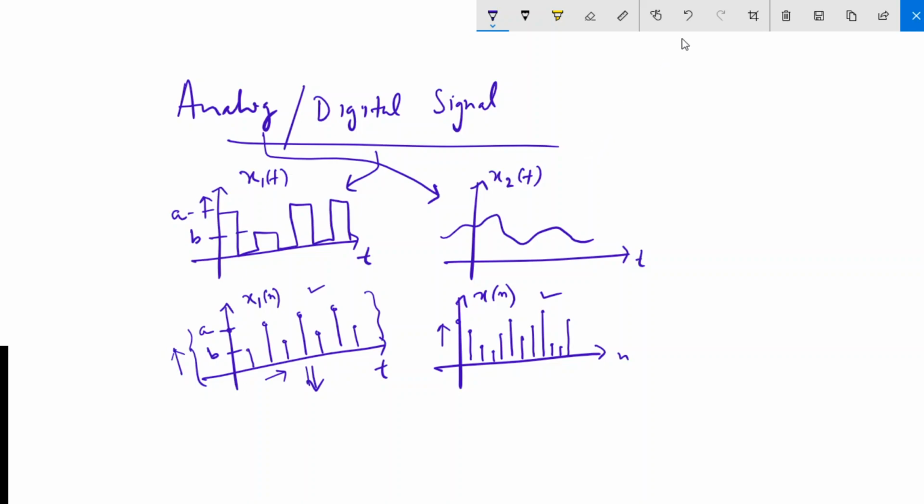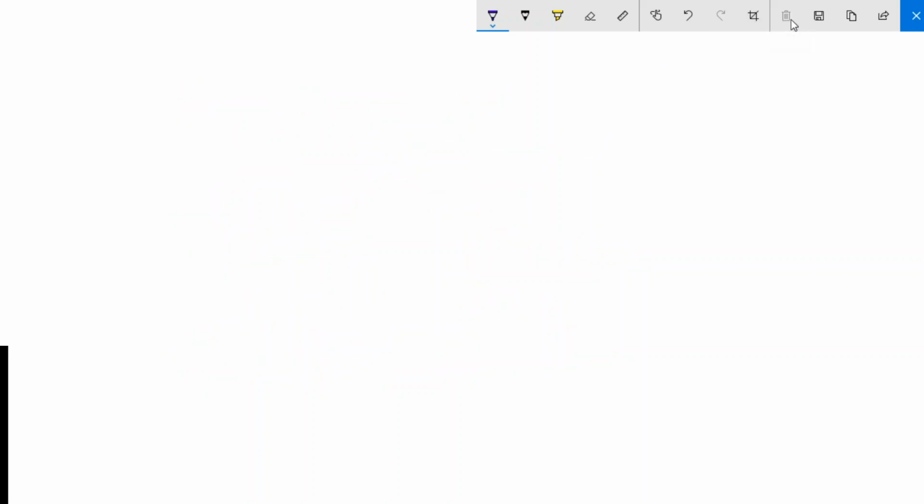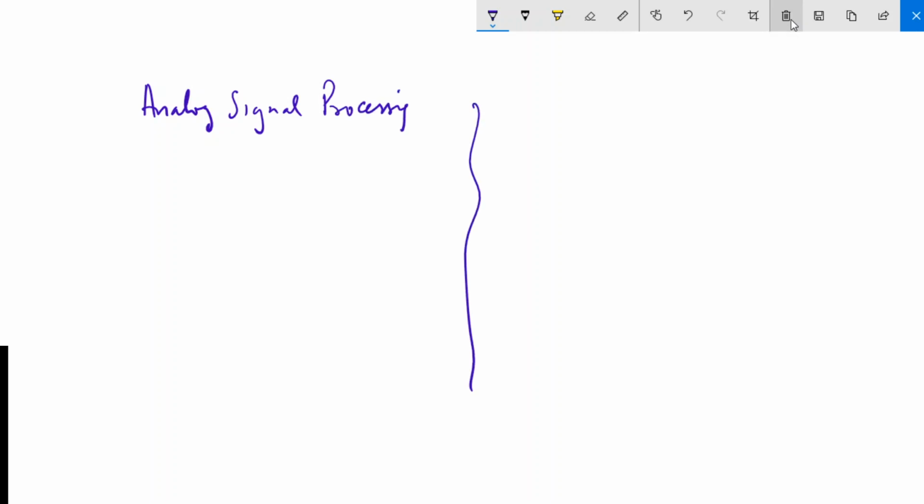And now see how you use DSP, or how DSP is different from analog signal processing. So analog signal processing versus digital signal processing.